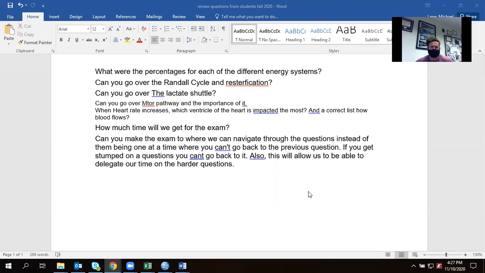So when heart rate increases, which ventricle of the heart is impacted the most? They're both going to obviously have to pump more blood. The key is your left ventricle has to pump against a greater pressure in a healthy heart, because it has to pump the blood all throughout the body, as opposed to the right ventricle, which just has to pump it through the lungs.